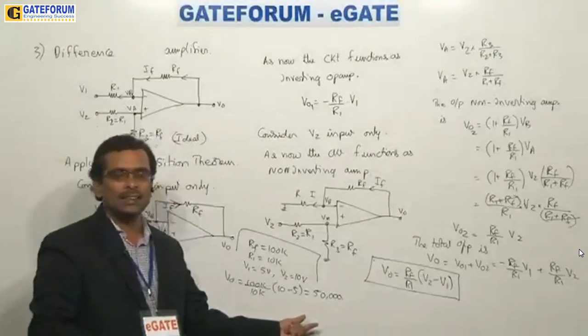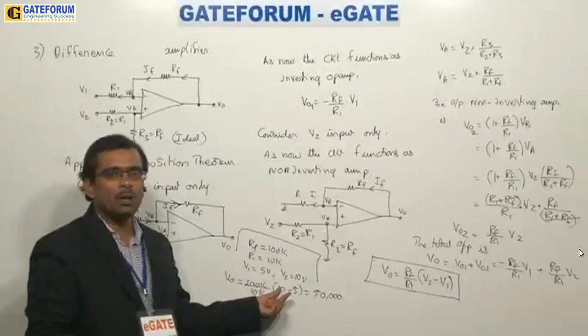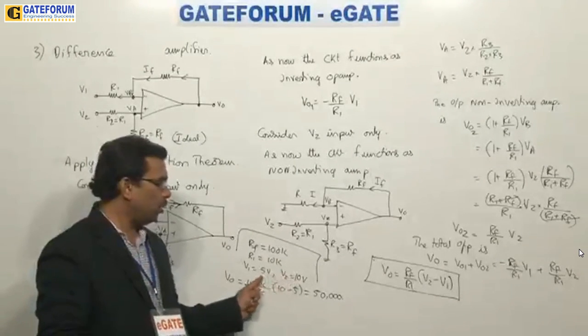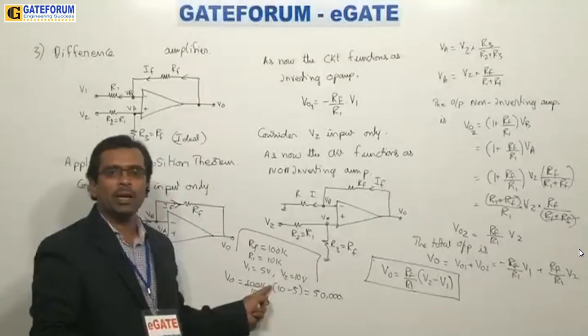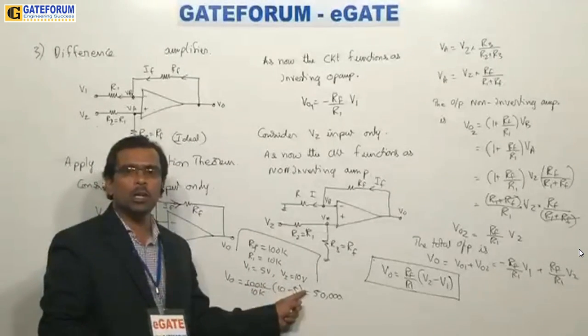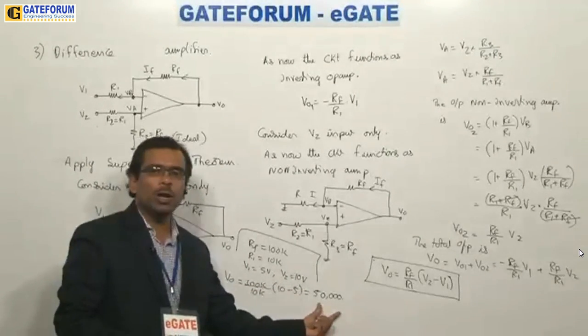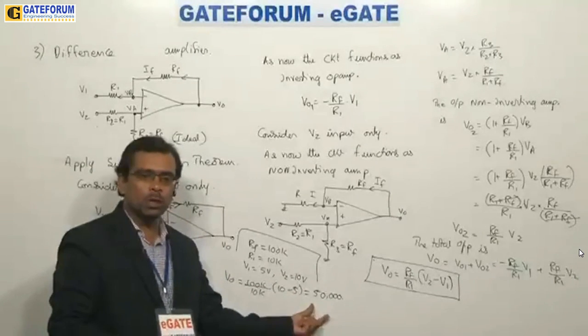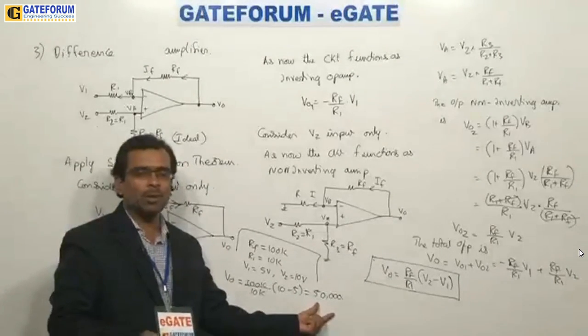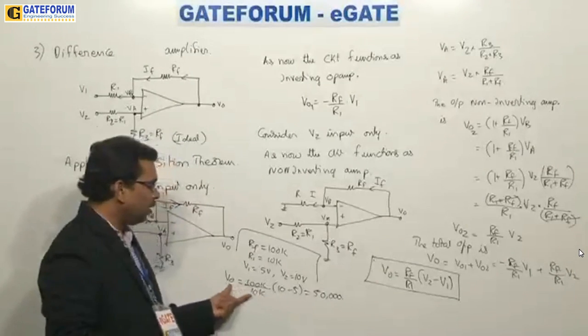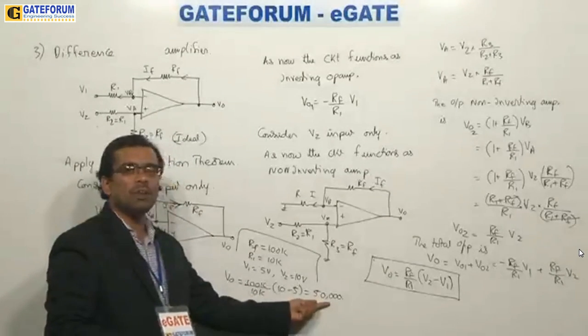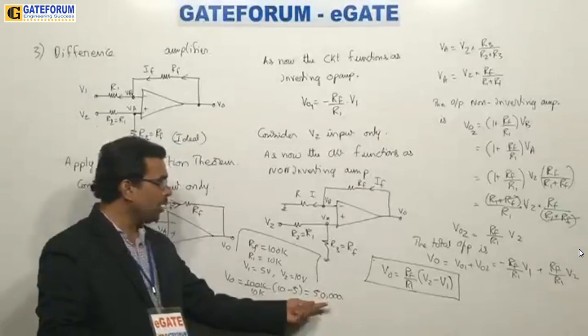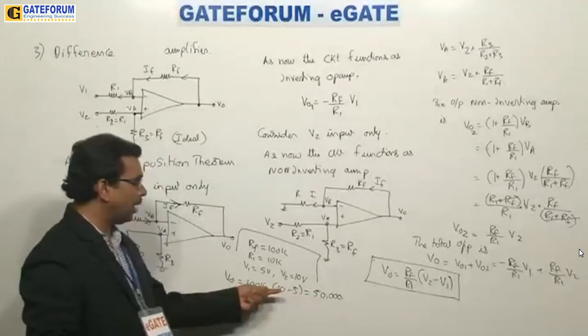Just take it as an example. Practically these values will be in microvolts. We don't take 5 volts, we take 5 millivolts or microvolts, and 10 millivolts or microvolts, so then you hardly get more than 5 volts. For ease, take it like this. So I am getting V output equal to 50,000 value. This is how I am trying to get this value.